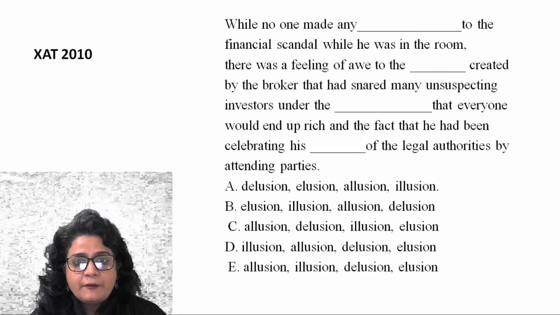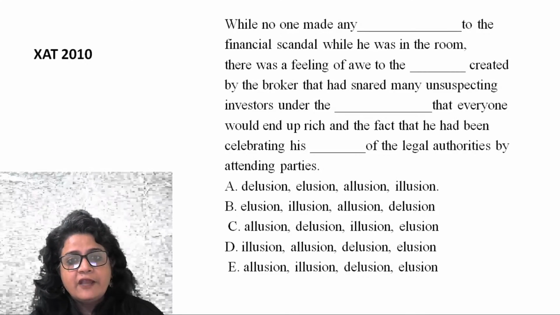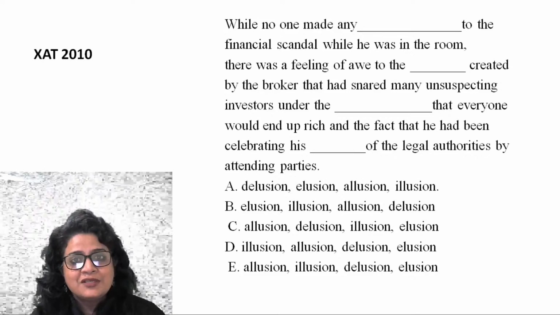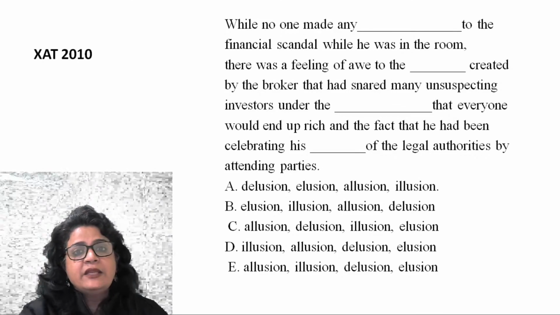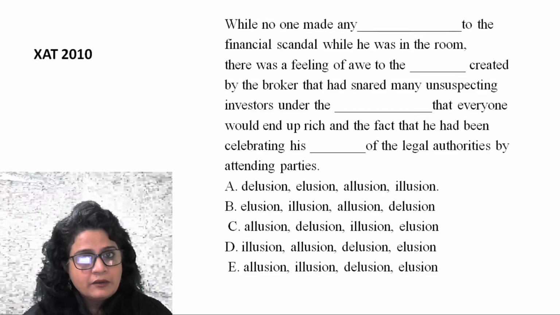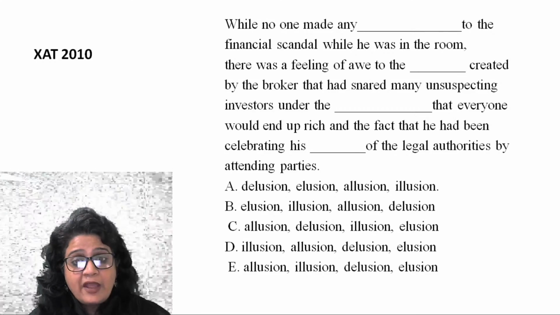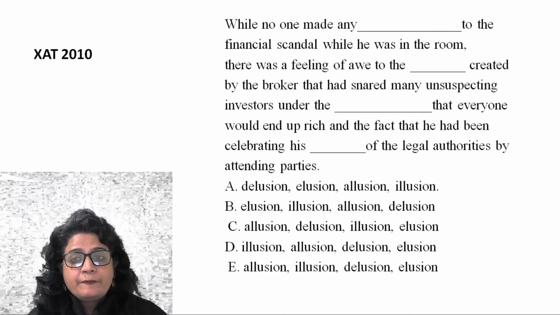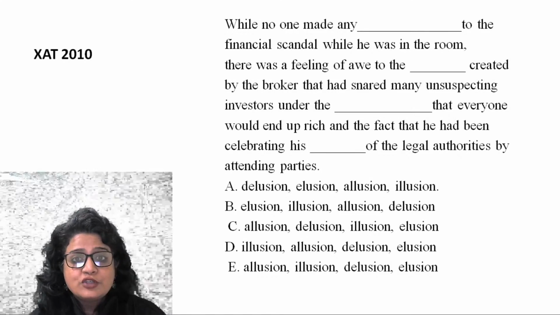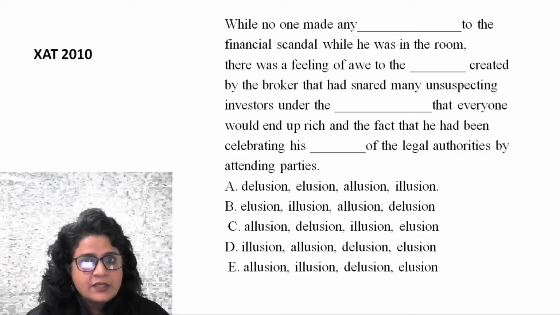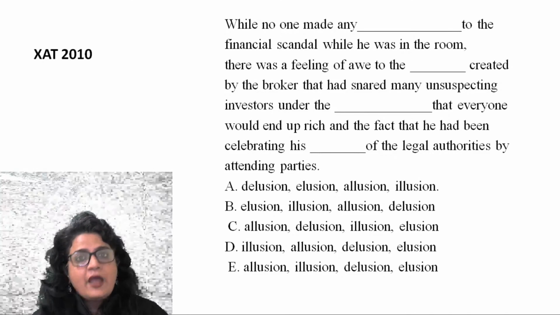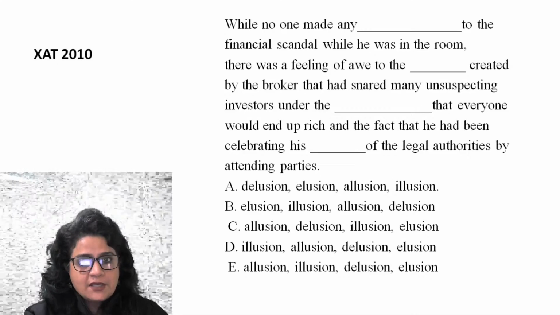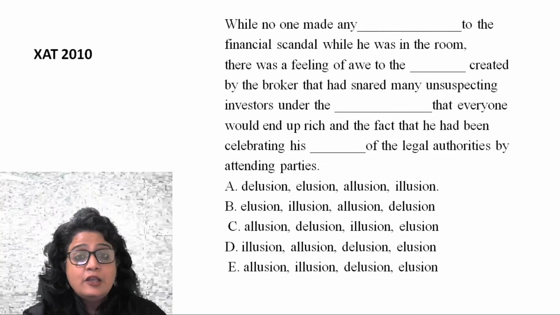Right? Third, investors under the delusion that everyone would end up rich. So this was the delusion which he created. The effect that people started believing that they would end up becoming rich. And the fact that he had been celebrating his eluding, right? Success is eluding me. That means I have not been able to grasp success so far, right? Eluding.